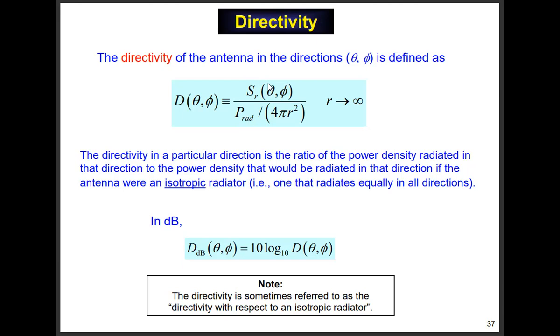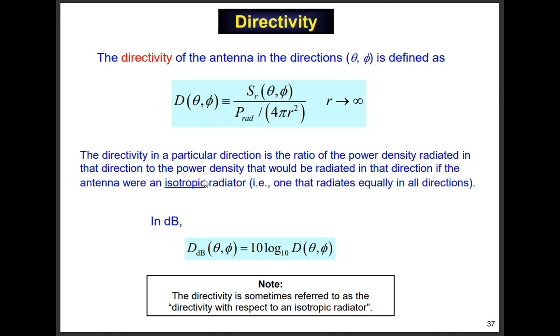If an antenna hypothetically radiated equally in all directions, what would its directivity be? 1, or 0 dB, right? But if the directivity is something like 100 or 1,000, it's a really focused beam. Okay? Now, that's the directivity, and this is just saying what I just said in words.